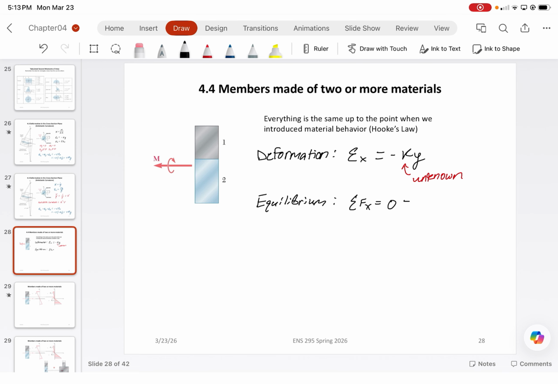But obviously, what are the components of all of the forces? Simply put, it's just going to be the integral over the area of the stress in the x direction times the area.